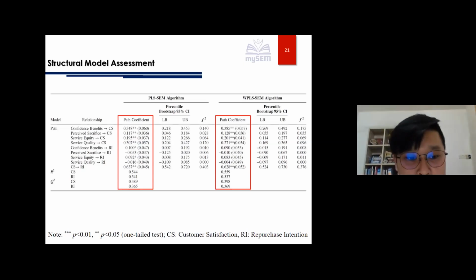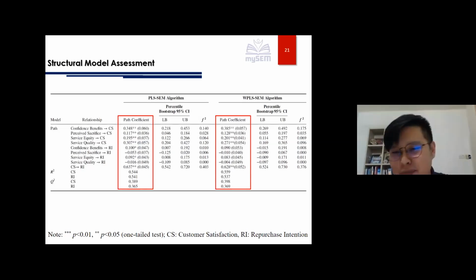One is confidence benefit to RI. The other one is service equity to RI. The third one is service quality to RI. CS to RI. So there are three significant relationships. With this itself, if you are a researcher, you will say, hooray, right? You will say, hooray, I got a lot of significant results, right?